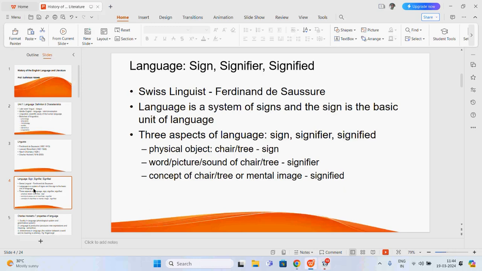Now this physical object has a word, a picture, a sound. When I say chair, I am uttering the sound. Laptop, it is the sound. So whether it is the sound of the tree or whether it is the tree that is spelled down, tree, chair, laptop, phone. This is the signifier.